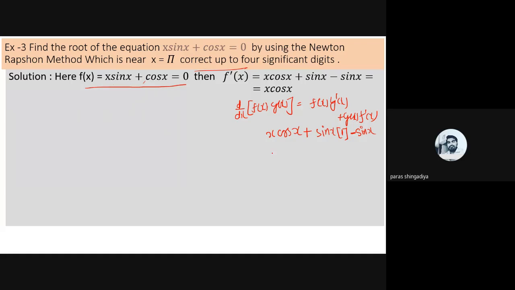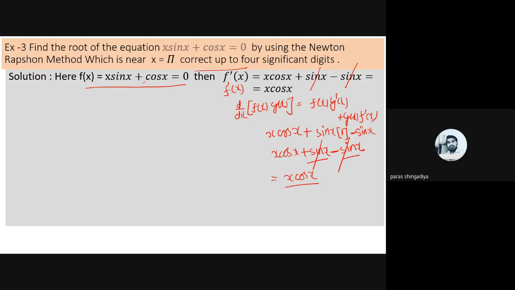So simplify this one: that is x into cos x plus sin x into 1, that is sin x only, and minus sin x. Okay, so here positive sin x and negative sin x will be removed. The remaining term is only x into cos x. And this is the derivative of the given equation. So f dash x will be x into cos x. The sin x and minus sin x are removed, and only the first term remains, x into cos x.